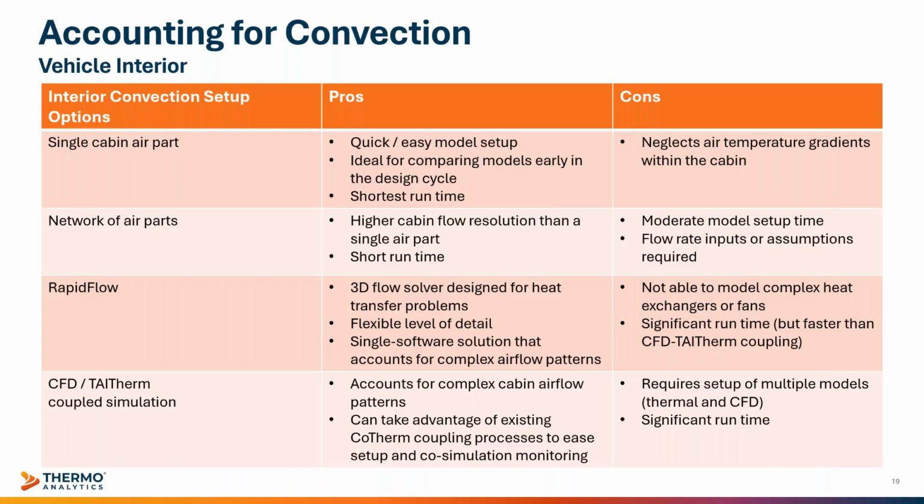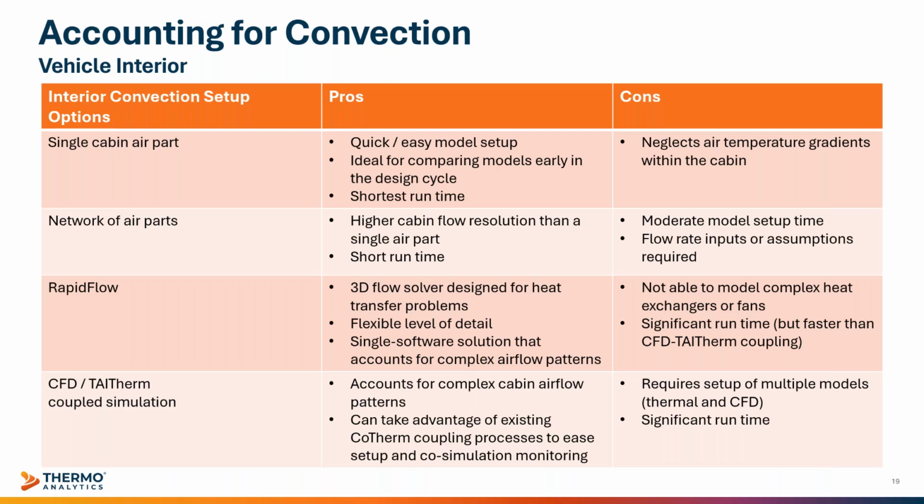A slightly more accurate option is to have a network of air parts spaced throughout the cabin. This is going to give us some temperature gradients, and the runtimes will be comparable to option 1. You will likely have to use assumptions for the flow rate between these fluid parts, so this is still not a highly accurate method of modeling convection.